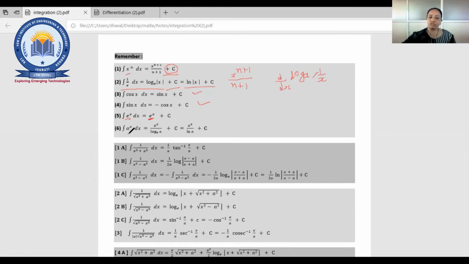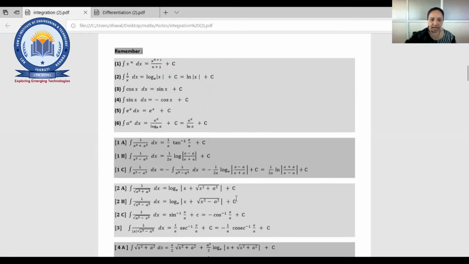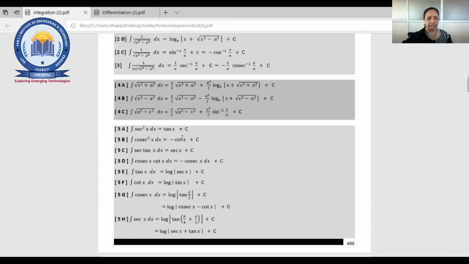Simple. A raised to x. So the integration of that is a raised to x as it is upon log a, plus c, right? So these are the basic equations. The others, we'll see tan inverse. Before that we'll move to another equation, and then we'll come to the simple sec, cosec, right? That we have seen. Differentiation of tan x we know all directly. So first we'll move to that part.